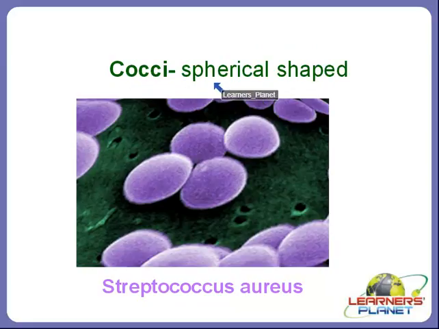Further, another shape we had studied is spherical. Those bacteria which have a spherical shape are known as cocci. The example of cocci is Streptococcus aureus. The word coccus is for cocci. It can also be written as S. aureus. These S. aureus organisms are round in their structure.